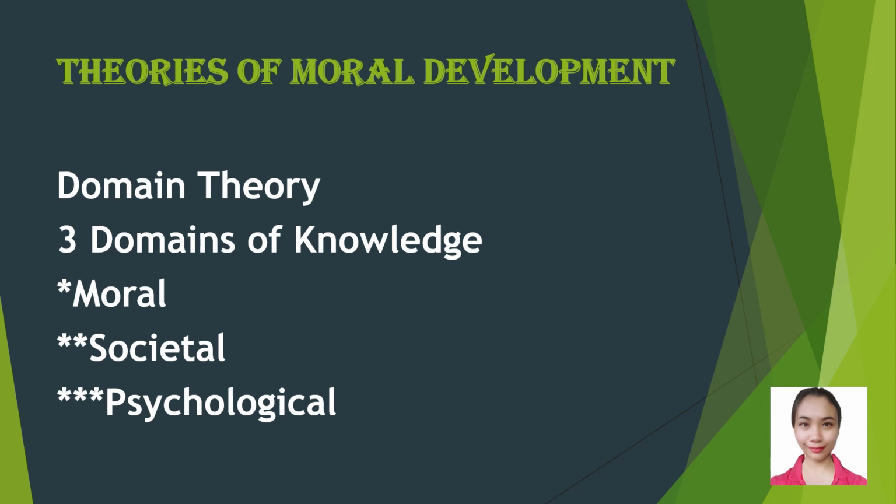Okay, so next naman class is yung domain theory. So there is a key difference between a child's developing concepts of morality and other parts of social knowledge, like social convention. So there are three domains of knowledge according to Turiel. So first is moral. Moral is principles of how individuals ought to treat one another.